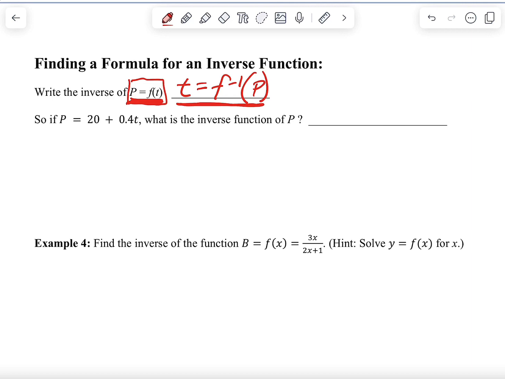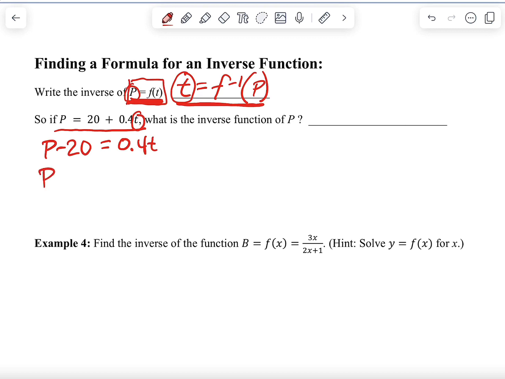All right, so stretching that out a little further, if P is this particular function, 20 plus 0.4T, then what's the inverse of P? Well, we just wrote that to find the inverse, you're basically just solving for the other variable. So we know what P is equal to. When you're finding the inverse, you're trying to find what T is equal to. So all you have to do is take this equation and solve it for T. If you're solving for T, we need to subtract 20 on both sides. I hope I can go fast on this because it's just basic algebra. If you subtract 20 from both sides, you'll get P minus 20 equals 0.4T.